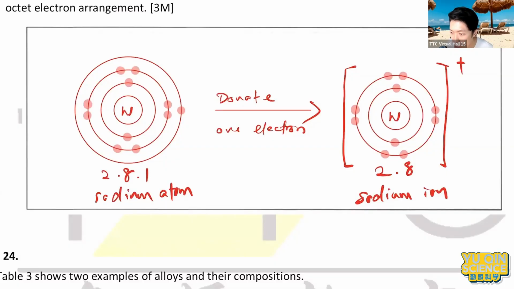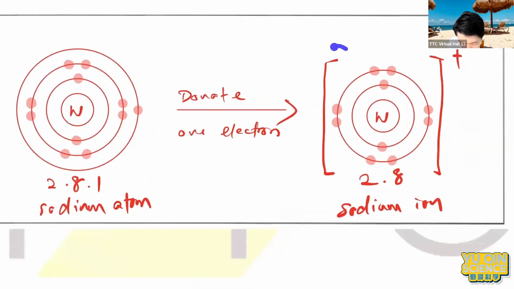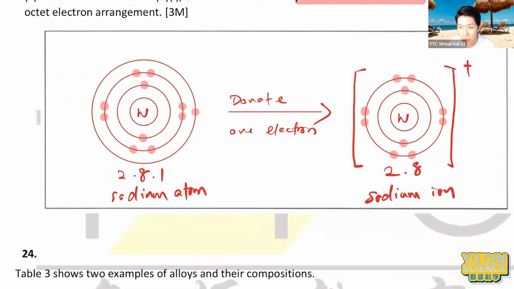I still don't get it about the bracket after donating and receiving. You mean why we want to draw the bracket? That's to show you the charge, what charge is here. It is just something you need to follow. So yes, you must write the name also: sodium atom becomes sodium ion, and the electron arrangement underneath as well.